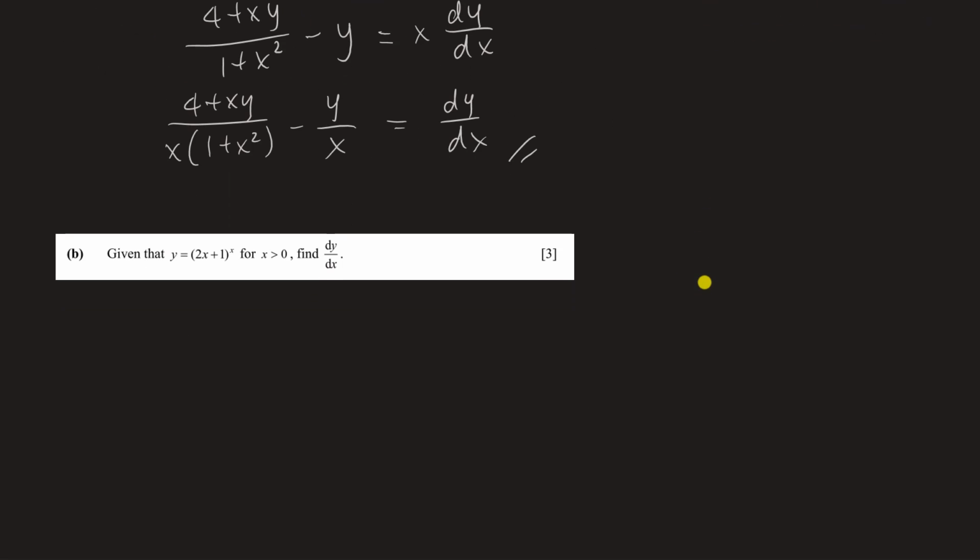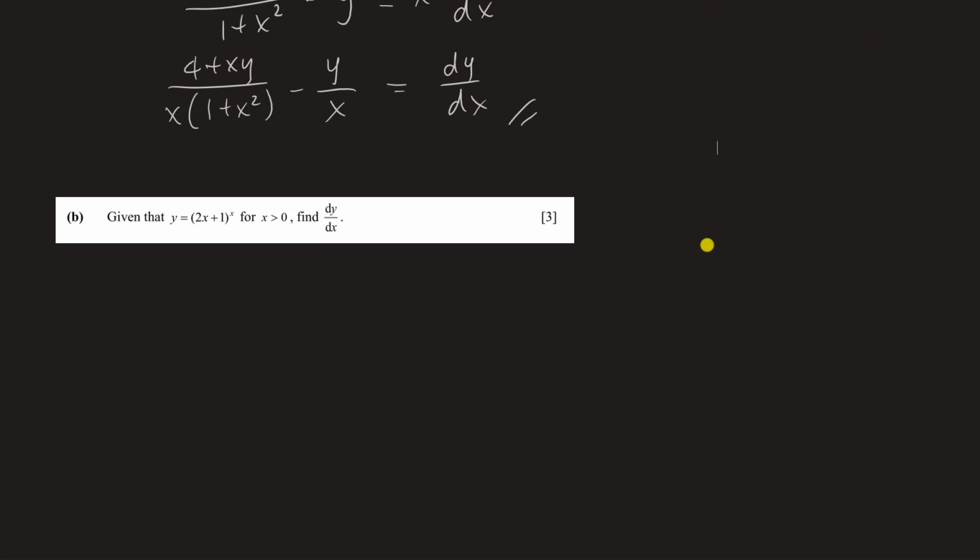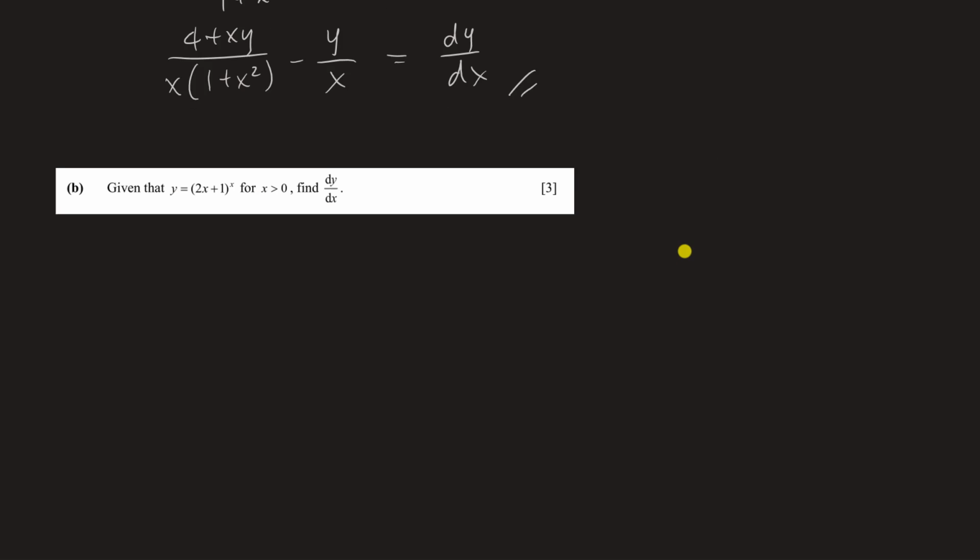Same kind of question, nothing very fancy. Given that y equals (2x plus 1) to the power of x, for x greater than 0, find dy/dx. Okay, so do take note. The function you see on the right-hand side is actually some interesting function. It's not a polynomial. It is also not an exponential, because for an exponential, the unknown is the power. And for polynomial, the base is the unknown.